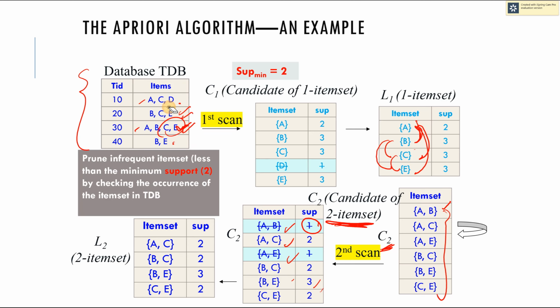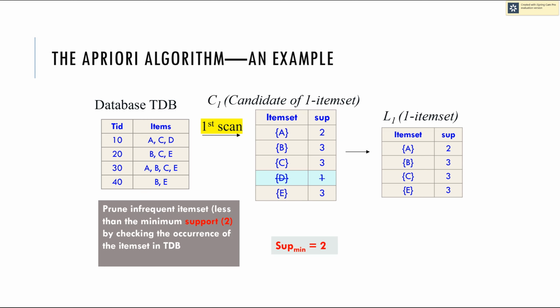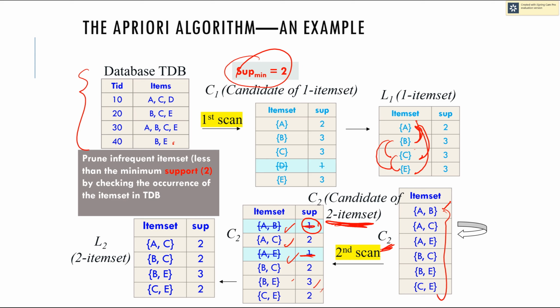So now you have to discard or do the pruning, where you are going to take a look at the minimum support that is 2. So you have to remove AB and AE here. So from there, you are going to generate what they call self-joining of the set. Okay, so this is L2 of two item set that is being left.